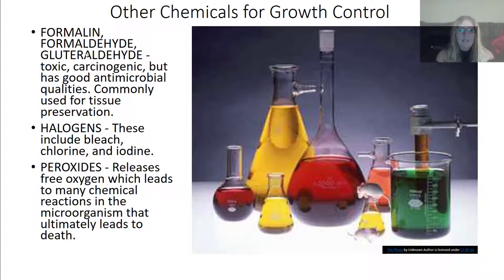But they are good as antimicrobial agents. And they're commonly used for tissue preservation in laboratories, but of course they have to be handled with care. Halogens would include iodines and chlorine, including bleach. They're very common. And your hydrogen peroxide, for example. The way that the peroxides will work is they release free oxygen.